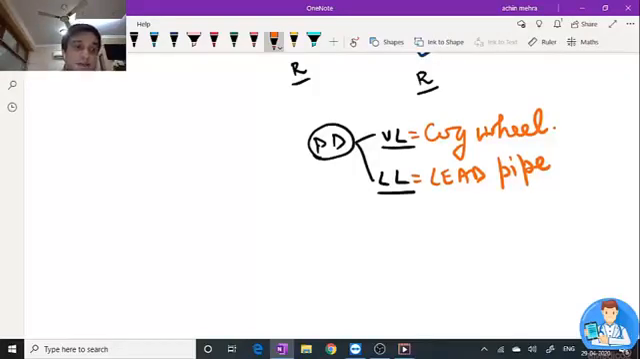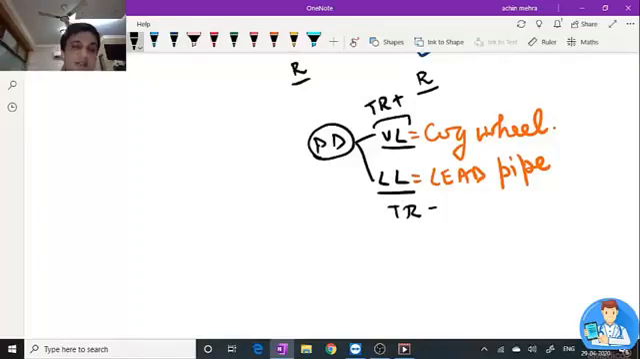Why? Because this time the tremors are missing in the lower limb. We wrote it earlier, tremors are more predominant in the upper limb. So wherever we are going to have tremors, there is going to be interruption while moving the limb, and the lead pipe will convert to the cogwheel type. Where you don't have the tremors, it is going to be a smooth movement, which is of the lead pipe type. Okay.